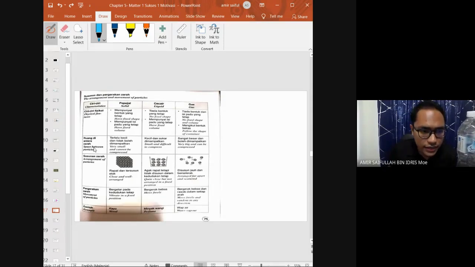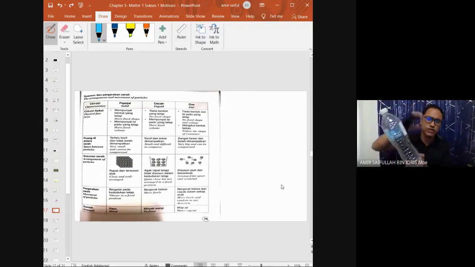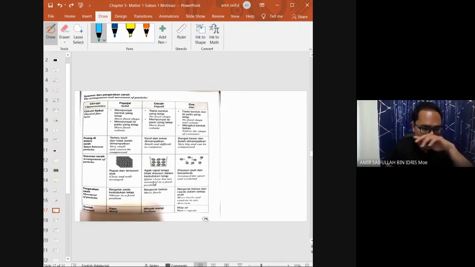Then the space between the particles is small and difficult to compress. Not so easy to compress. They can be compressed, but it is difficult. Solid totally cannot be compressed. The arrangement is very close, but not in a fixed position. If you move the water, it can move also, because they are not fixed in their own shape. They can move anywhere. The movement, they can move freely, like water. So that is liquid.